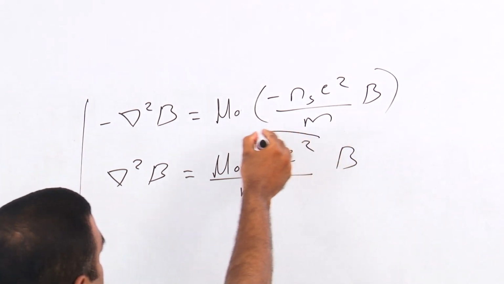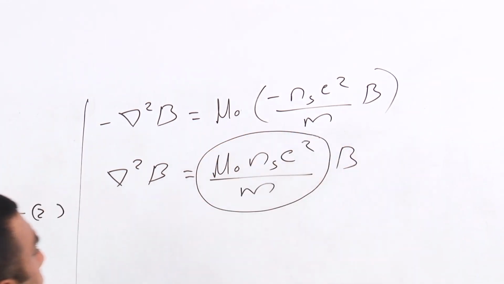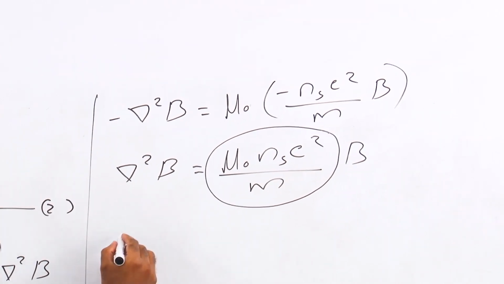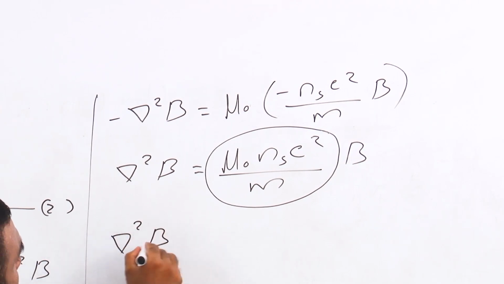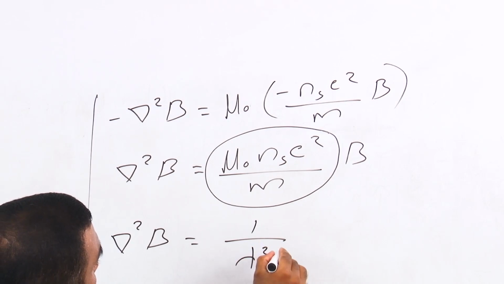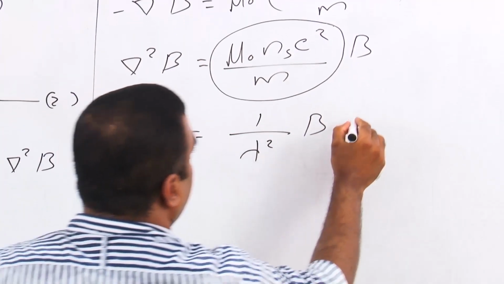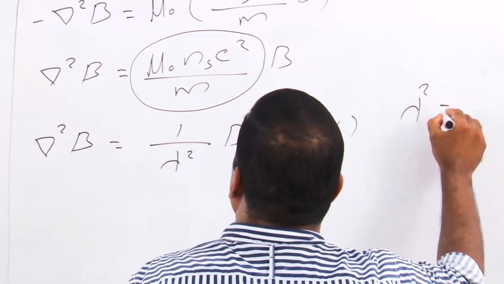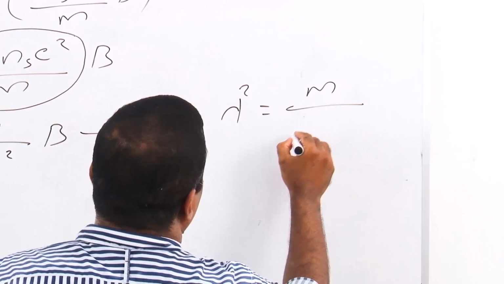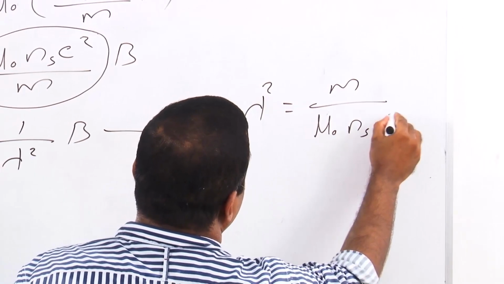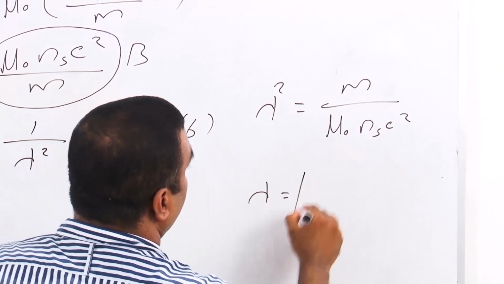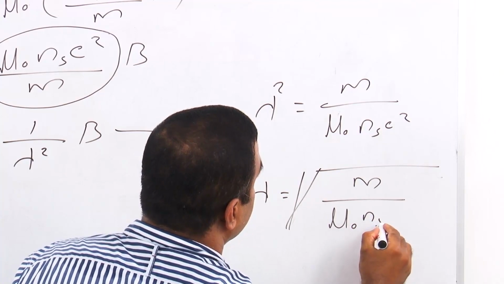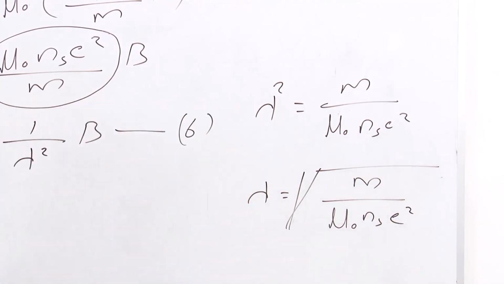Instead of this term mu 0 ns e square by m, I write 1 by lambda square. That is, del square B is equal to 1 by lambda square B. Let that be relation number 6, where lambda square is equal to m by mu 0 ns e square, or lambda is equal to square root of m by mu 0 ns e square.